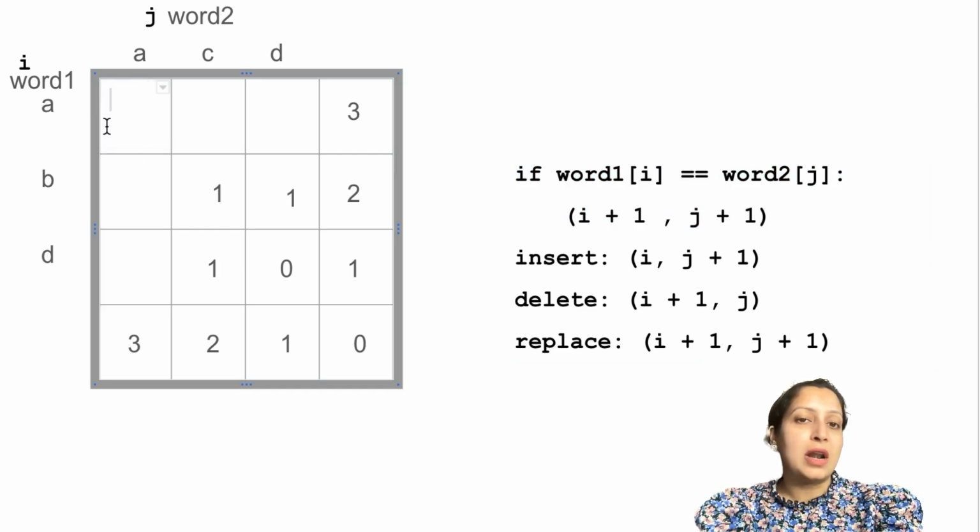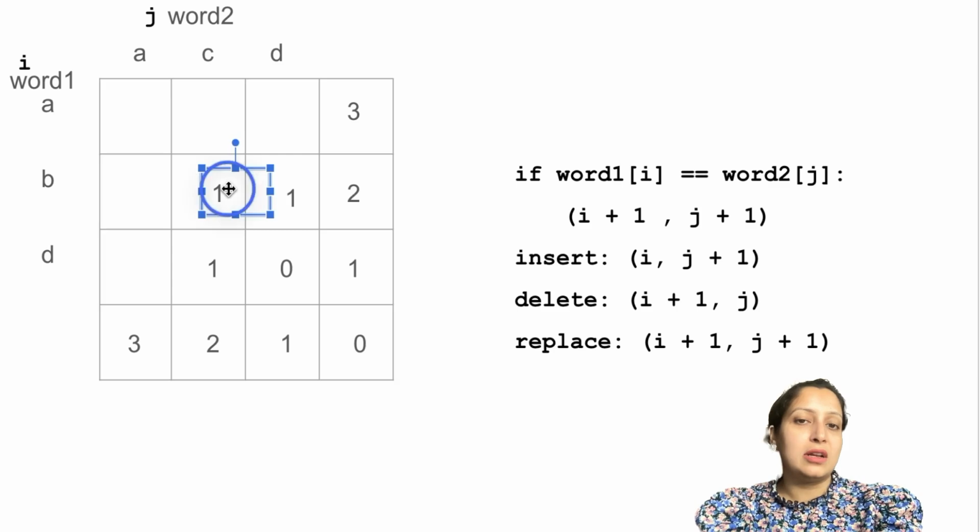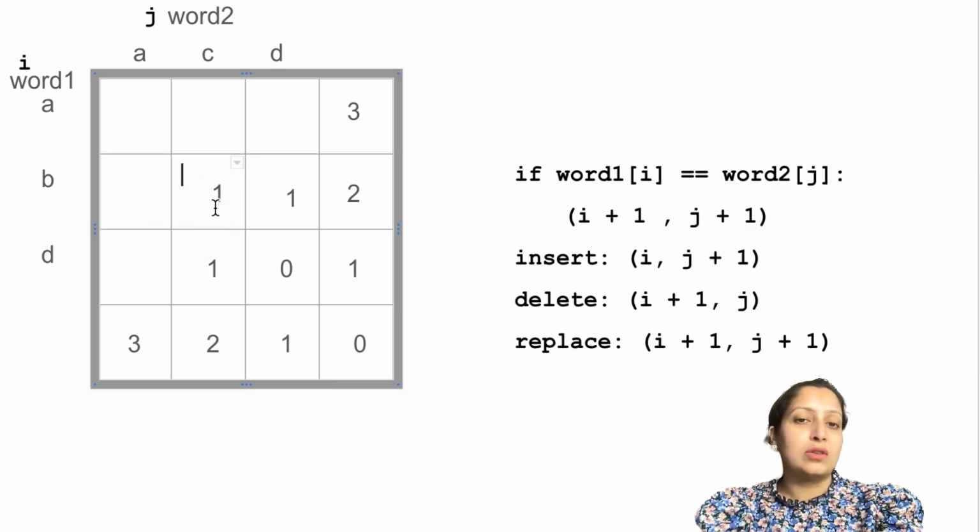We have to check for word 1 i plus 1, which is B, and word 2 j plus 1, which is C. And we check for it here in the diagonal value. So we will check that B is not equal to C. So we will require 3 of these operations, either insertion, deletion, or replacement. So when you check minimum number of operations, you have to check the minimum of steps required in insertion, deletion, and replacement. So for insertion, it's i, j plus 1. When you insert, you keep i intact, but you move the j pointer. That's what we saw in the examples. For deletion, you keep the j pointer intact, but you move the i pointer. And for replacement, you move both i and j pointers.